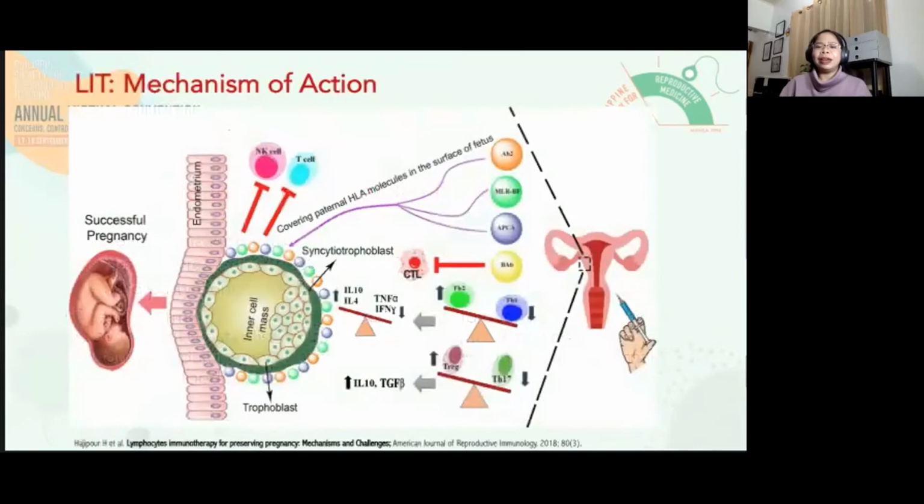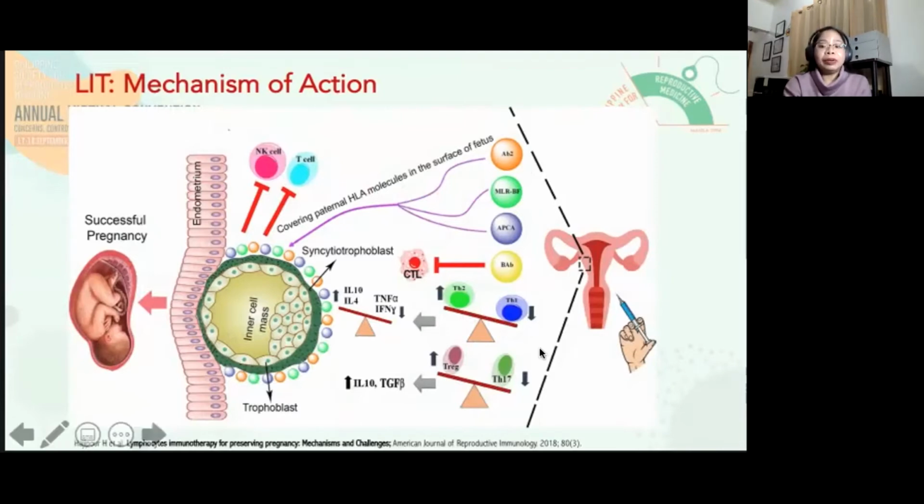Now, this is a very nice diagram showing us the possible mechanism by which LIT enhances pregnancy rates in women with RPL. LIT actually induces the production of anti-paternal cytotoxic antibodies, mixed lymphocyte reaction blocking antibodies, and anti-idiotypic antibodies. These antibodies cover the paternal human leukocyte antigen on the surface of the fetus and thereby prevent maternal natural killer and T cells from attacking.